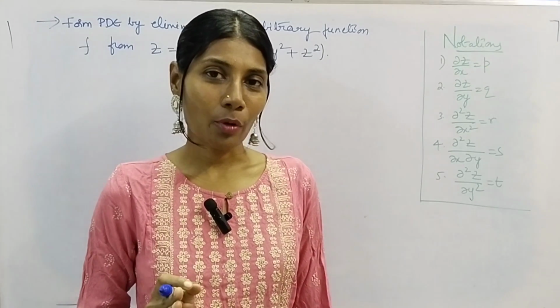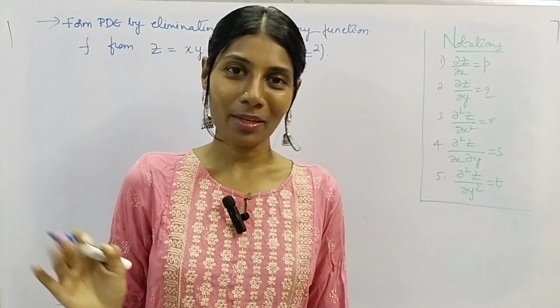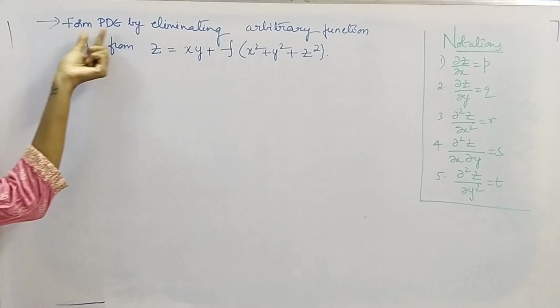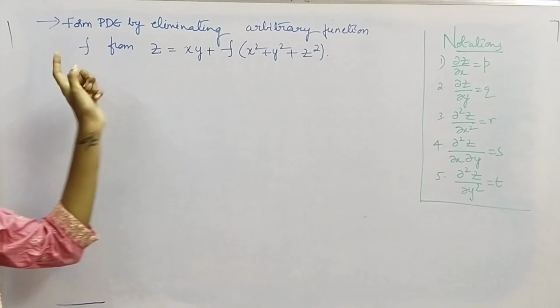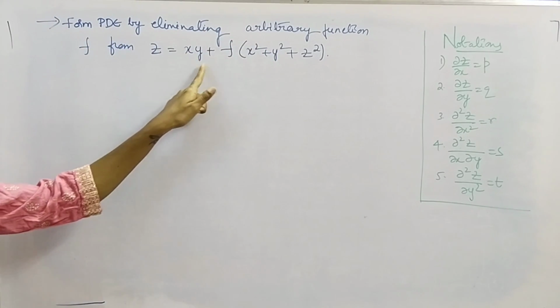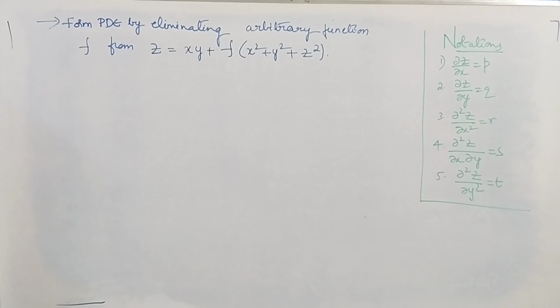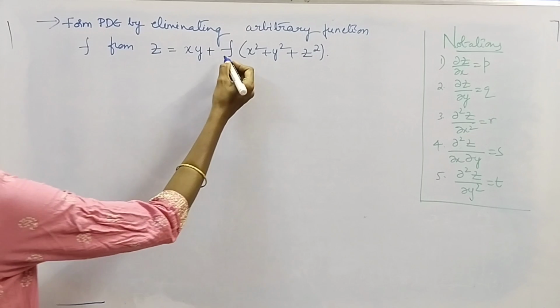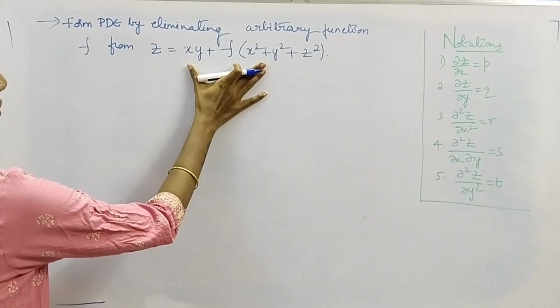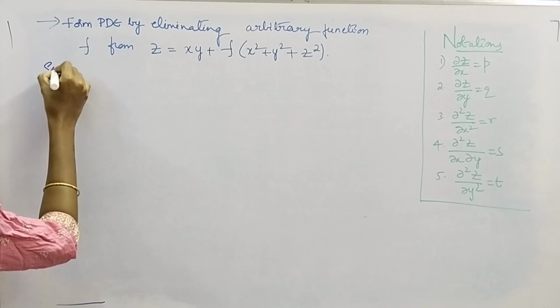In this video, we're going to see a problem from partial differential equations. So let's get going. Problem: form a partial differential equation by eliminating the arbitrary function f from z equal to xy plus f of x square plus y square plus z square. So we are asked to form a partial differential equation by eliminating this f from this equation. Let's see.